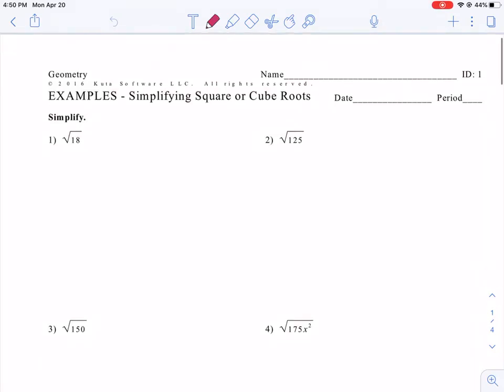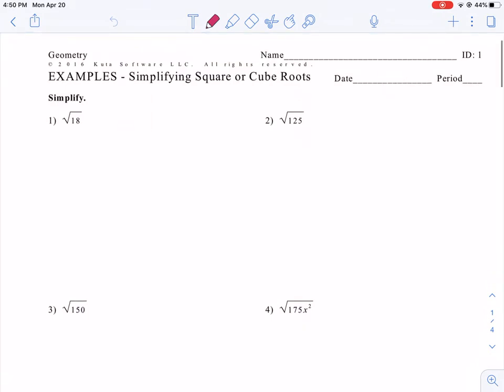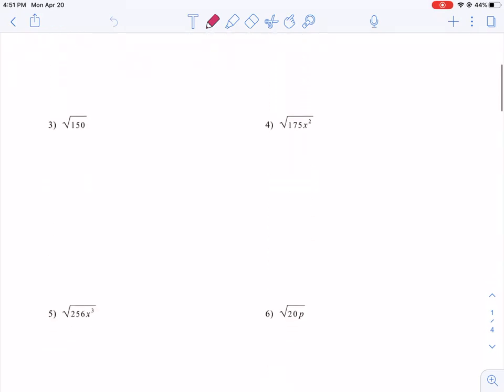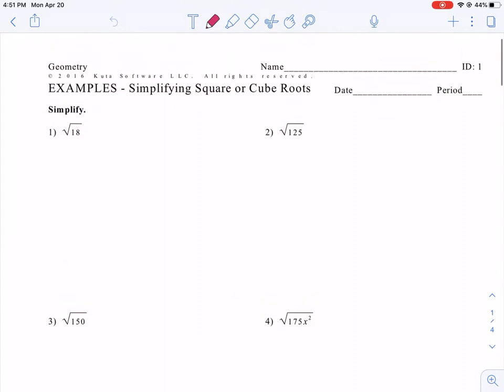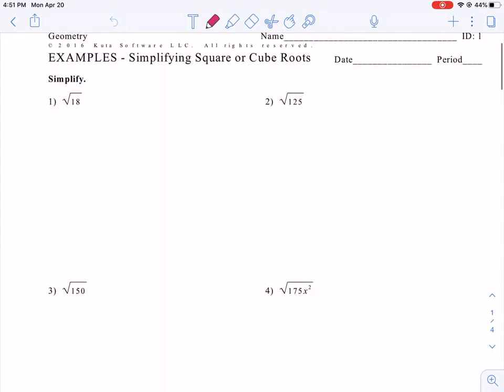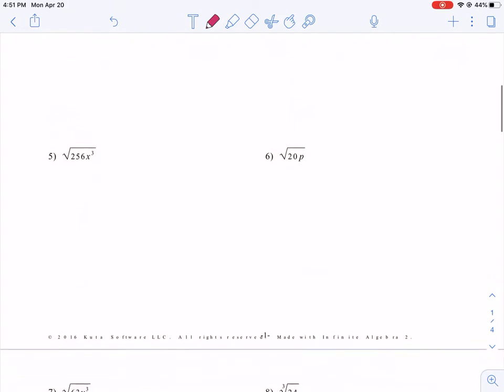Today we're going to be talking about simplifying square or cube roots. So this is a Kuta Software worksheet. This is a very common worksheet that teachers give. So we're going to go ahead and start with some of the harder examples, because in some of my other videos I already kind of break down simple examples like number 1. So let's start with number 5.